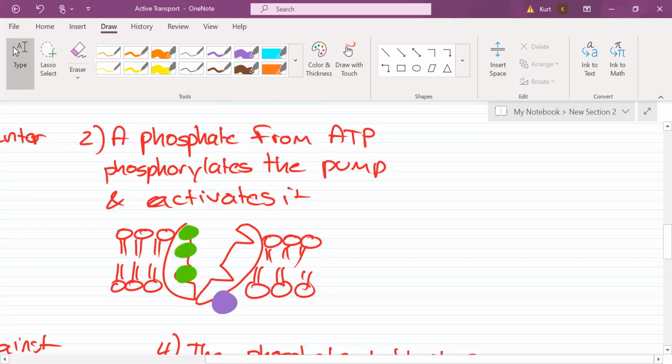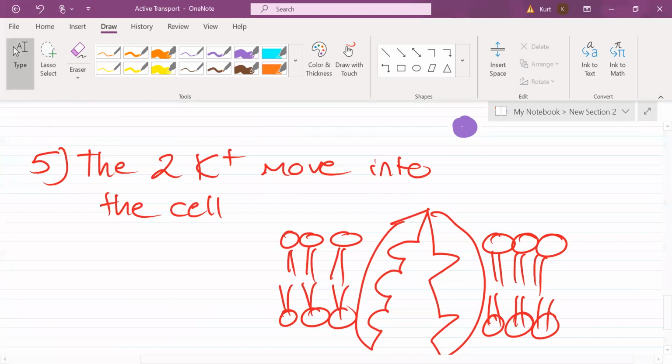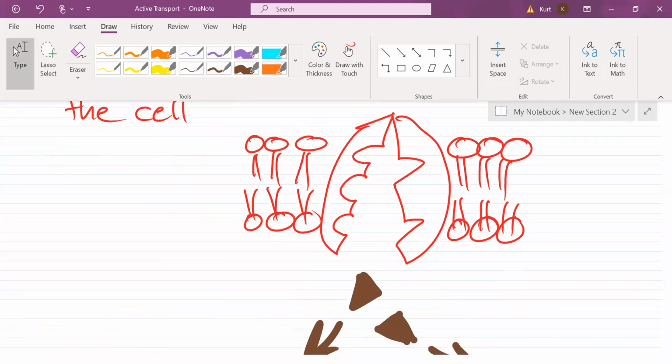The sodium potassium pump is turned on. It is facing the outside of the cell, and it's about to release the 3 sodium ions that it has. Yeah, Jet. The sodium potassium pump is turned off, and it is carrying 2 potassium ions, which it is about to release to the inside of the cell. Okay. Number 5, the 2 potassium ions have left the pump, and they're going to the cytoplasm of the cell.